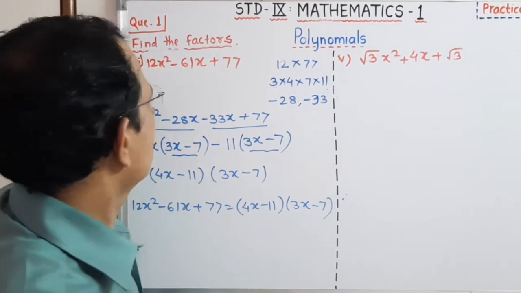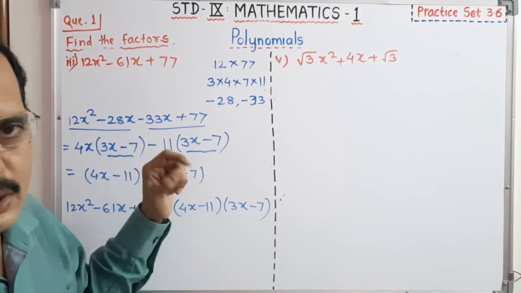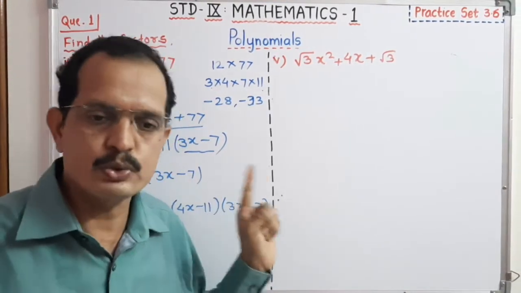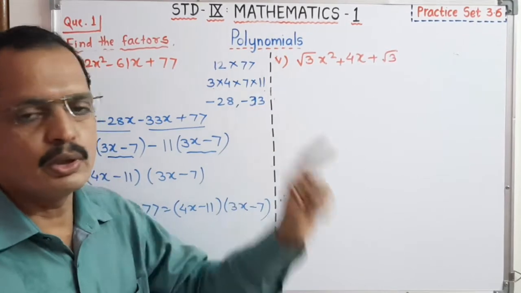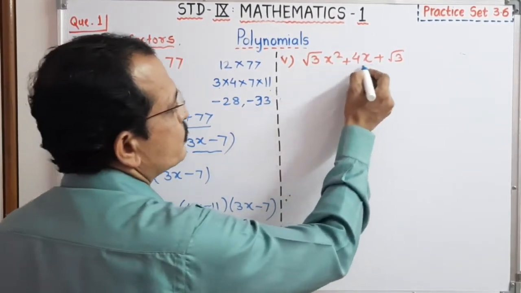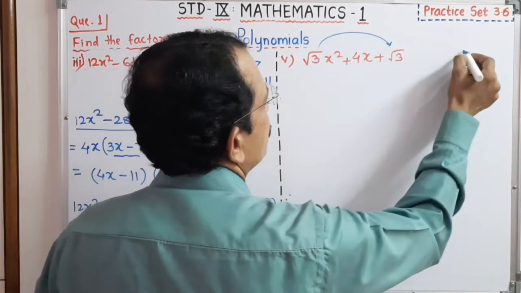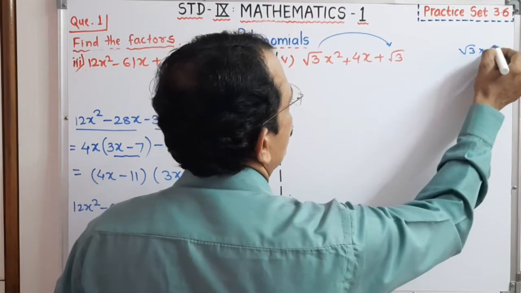Now see the next one. The fourth one is the same as the first one, so you have to solve that. Now we have to continue with the fifth one. Now see root 3x square plus 4x plus root 3. We have to do the multiplication of this root 3 into root 3.